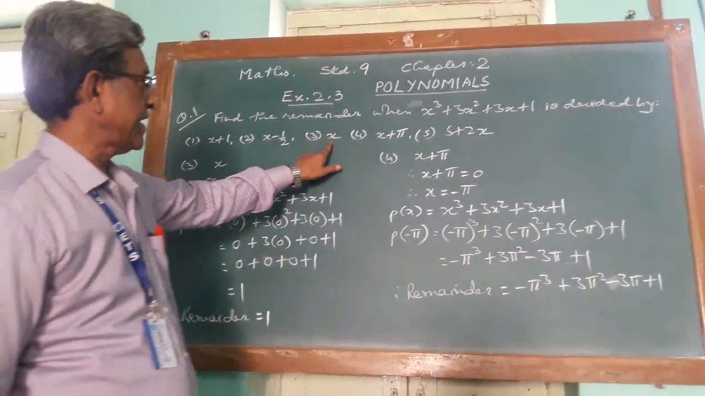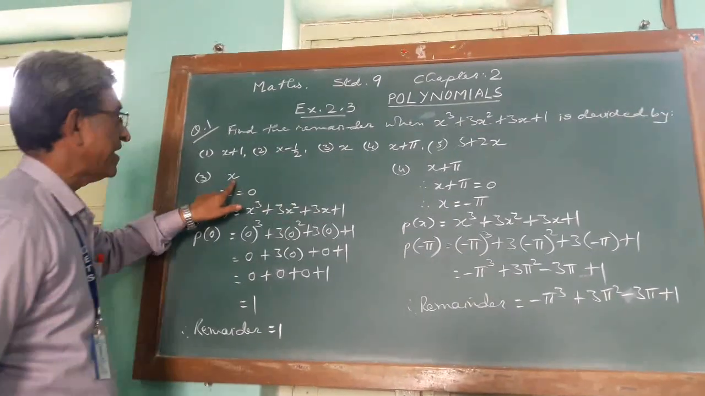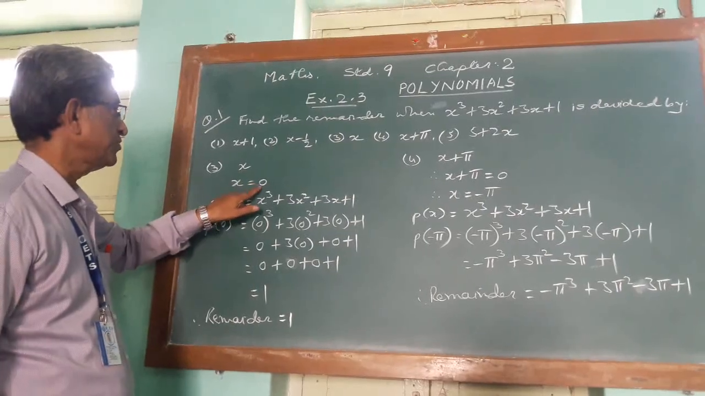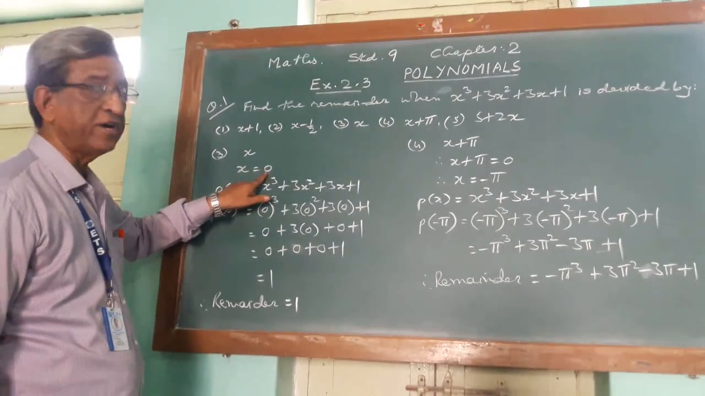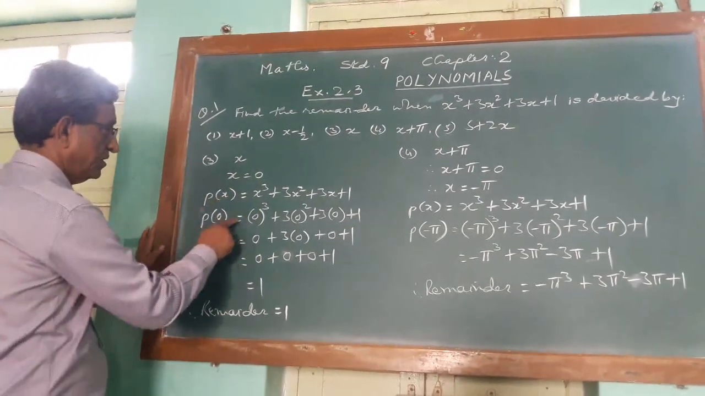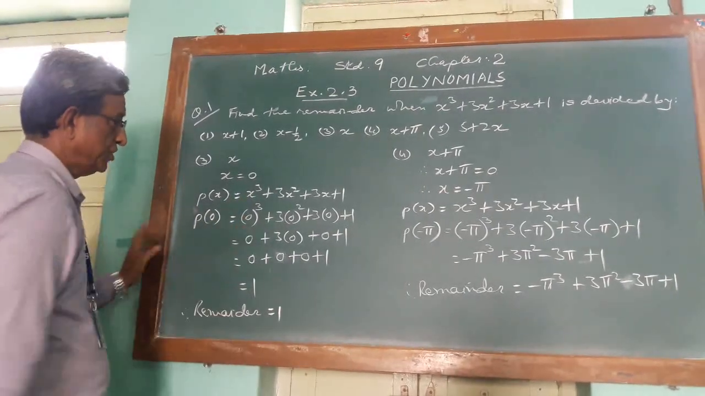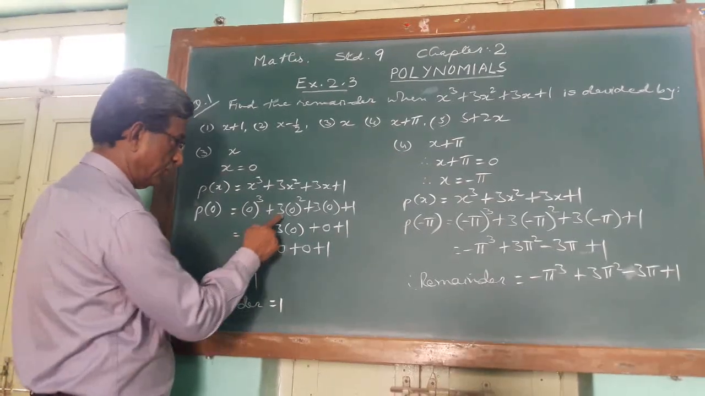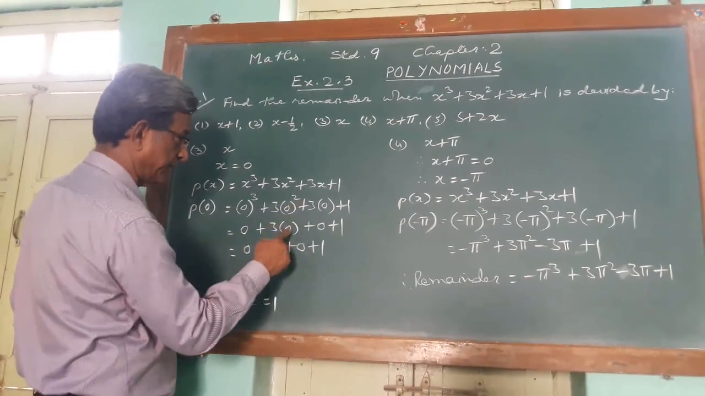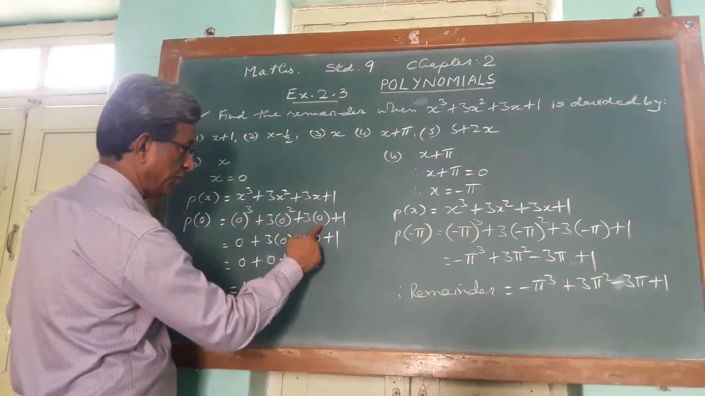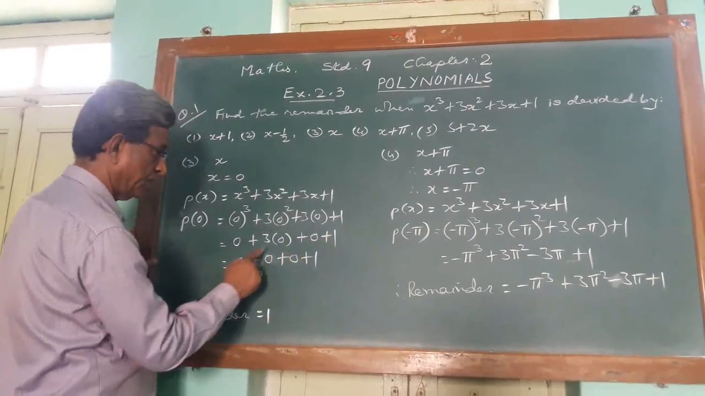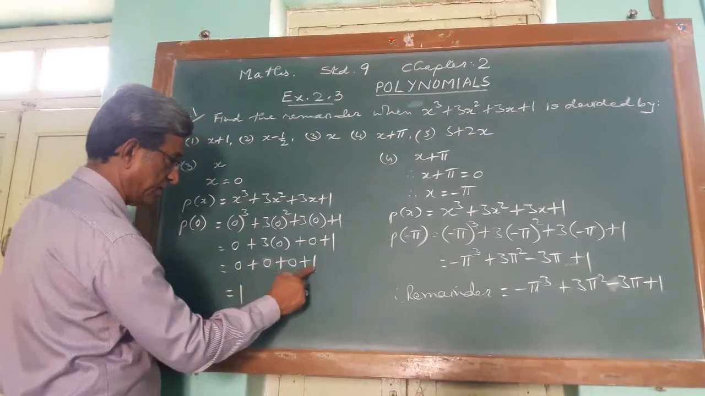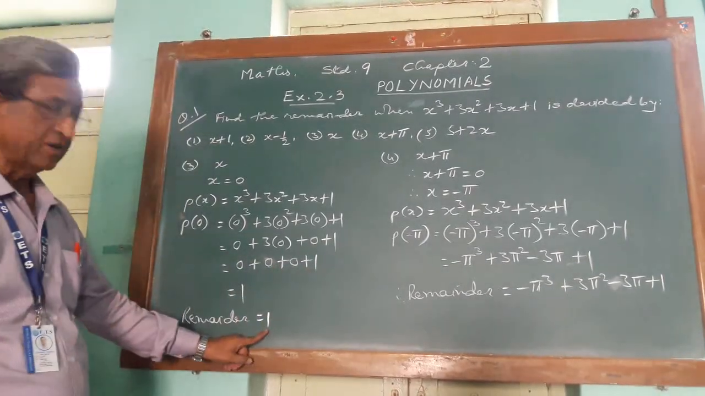Now third one, dividing by x. So if you divide it by x, take x equal to 0. Now substitute 0 in place of x. So 0 raised to 3 gives you 0. 3 into 0 raised to 2 gives you 0. 3 into 0, that is 0, plus 1. So 0 plus 0 plus 0 plus 1 equals 1. So remainder is equal to 1.